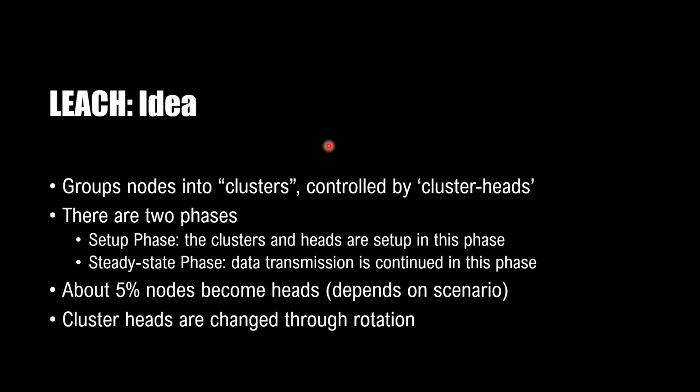Okay, so about 5% of nodes become heads, depending on the scenario. Obviously, depending on the scenario, the percentage might change, but in general we can say that for each round about 5% of nodes become the cluster heads. So you can understand that you can actually find out the number of clusters that are formed, right?